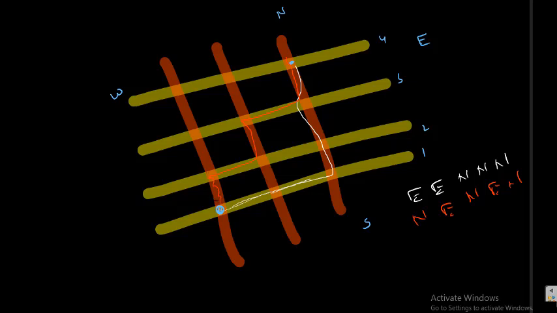Okay, so he can travel in this way, in this way also. So two norths, north, north, next two easts, one north. These are the possible ways that he can travel, from this corner to this corner.